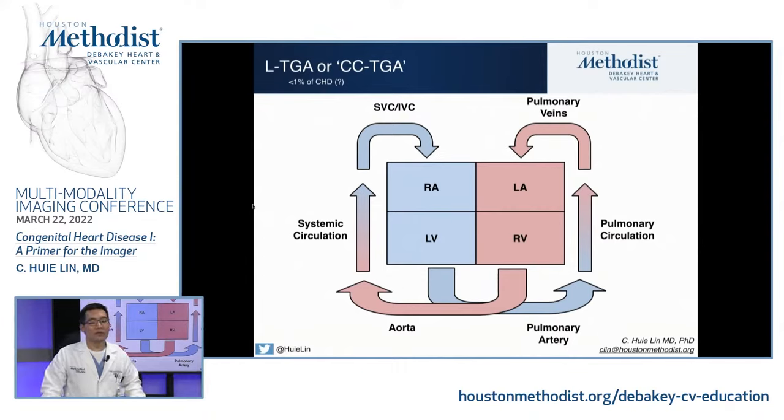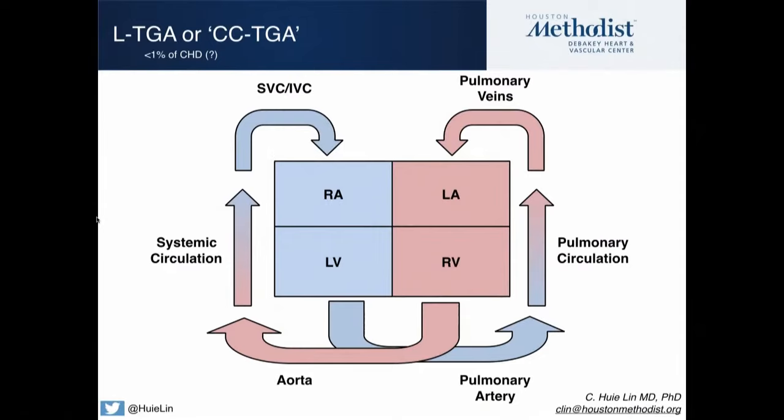Then you have the L-looping of the ventricles, so that the left atrium gives rise to the tricuspid valve and the right ventricle. The great artery is discordant here again, so the right ventricle gives rise to the aorta, which goes through the systemic circulation, and the process continues. The reason it's called congenitally corrected transposition of the great arteries is that, by the way this patient is born, there is a quote-unquote congenital correction. So the patient has their own atrial switch.